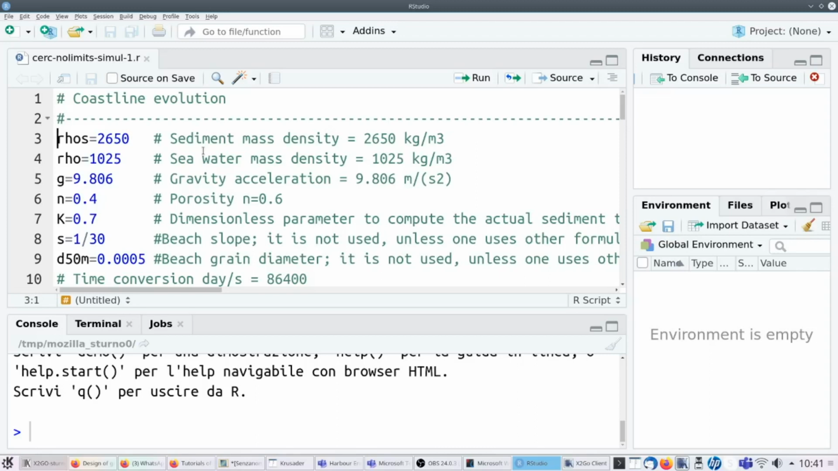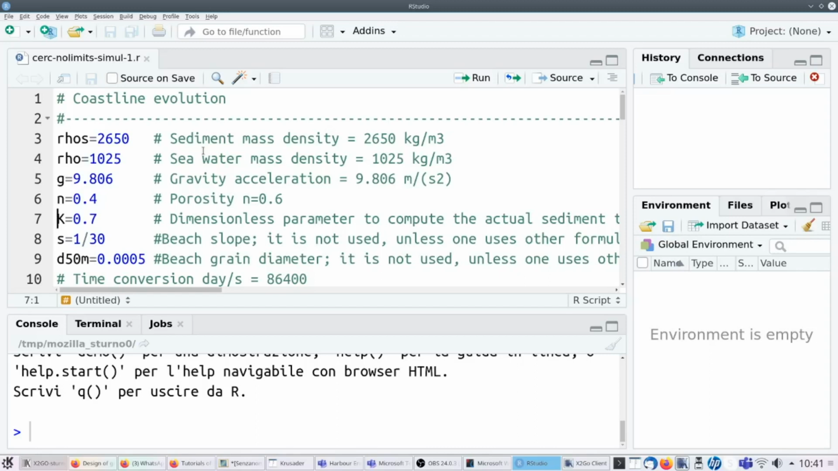These are some preliminary data entries to define the sediment mass density, and this is a typical value that we can adopt in practical application, 2600 kilograms per cubic meter. It's the sediment mass density, sorry. And then we have the seawater mass density, 1025 kilograms per cubic meter. And then there is gravity acceleration, porosity of the sediments, and K is a dimensionless parameter which is used to compute the actual sediment transport. We will have a look at the CERC formula later.